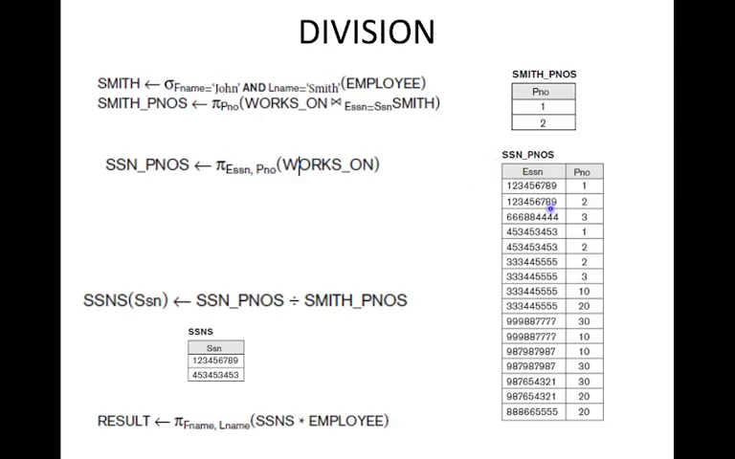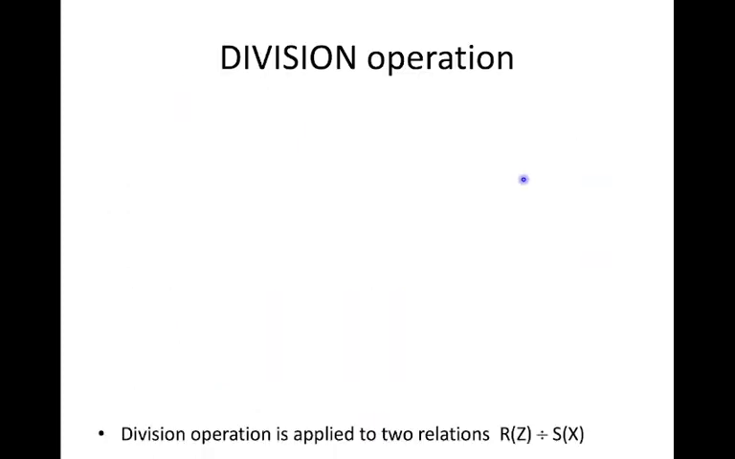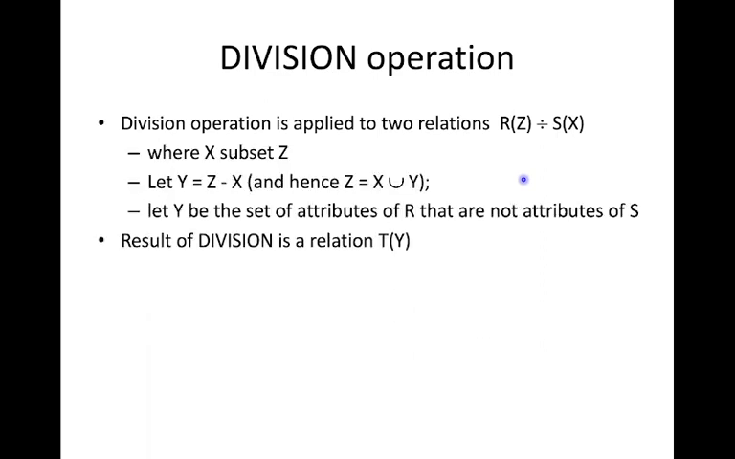So while we divide this and this, the resultant relation is actually the ESSN values. This is not P number. We are not including these attributes. It's the other attribute. So that is what we are writing here. It will be T of Y. So Y, what is Y? Y is actually Z minus X, which are those attributes that are not in S.